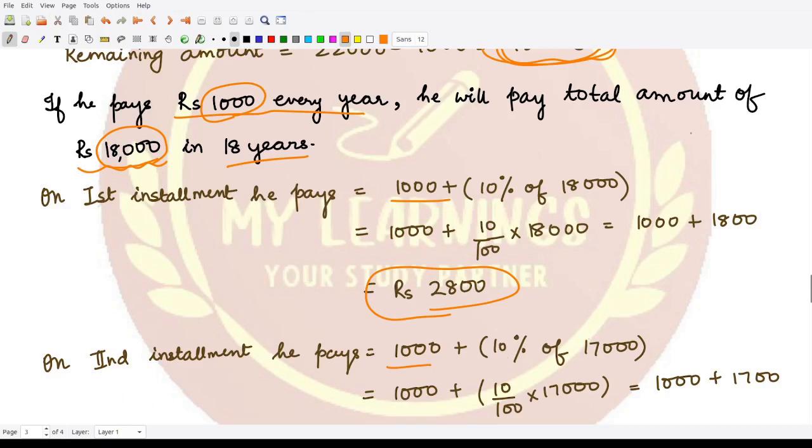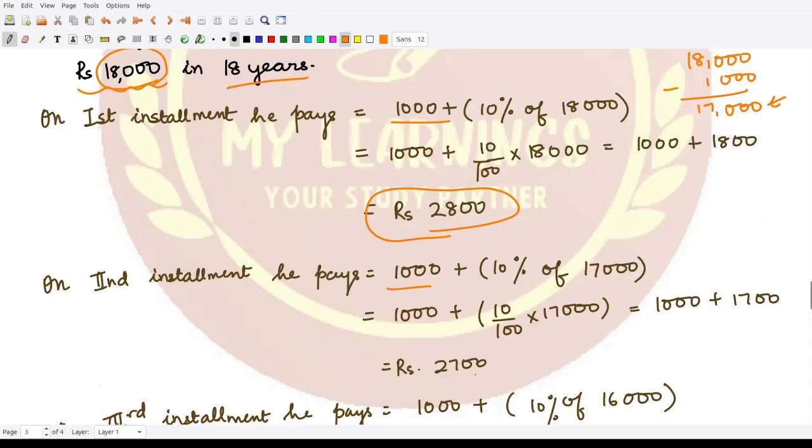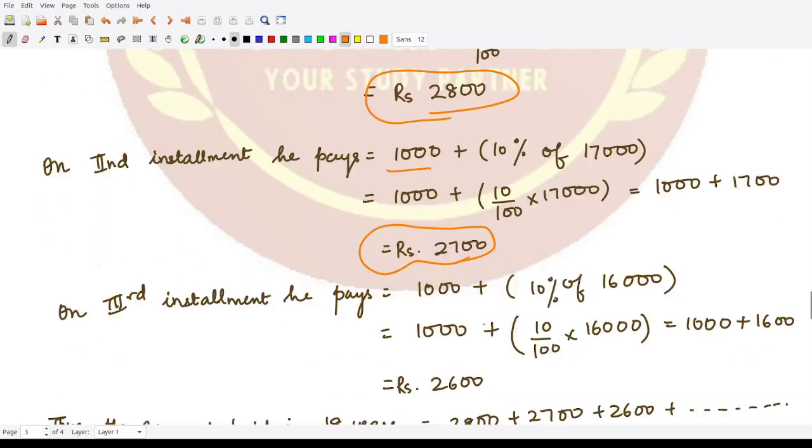Similarly, on the second installment, he again pays rupees 1,000 and then gives 10% of the remaining. Now, from the principal amount of 18,000, he has already paid rupees 1,000. So he'll be left with 17,000. So this is the unpaid amount in the second year. So he'll be calculating 10% on this 17,000. So it comes out to be 2,700. Correct.